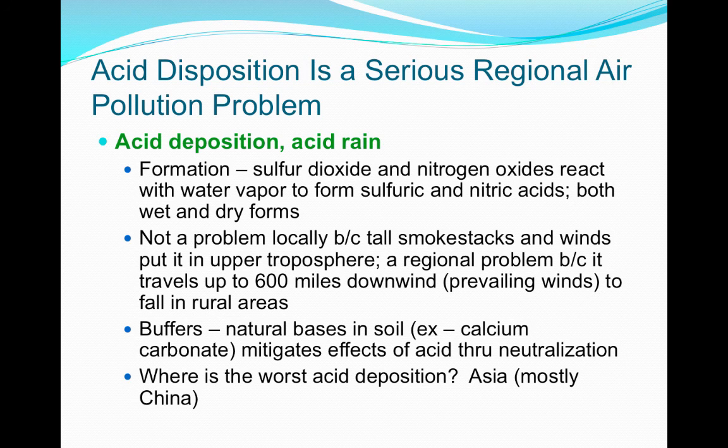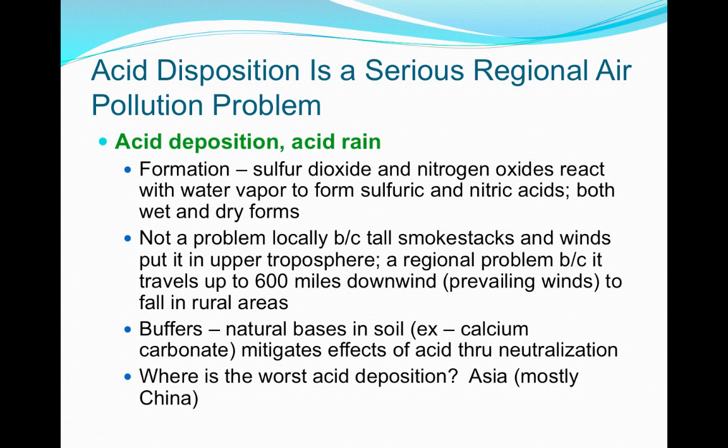Two kinds. SO2 combines with water vapor in the presence of heat and light to form sulfuric acid, which is H2SO4. NOx, which remember is a combination of NO and NO2, combines with water vapor to form nitric acid, which is HNO3. So, sulfuric acid is a problem with industrial smog. Nitric acid is a problem with photochemical smog.